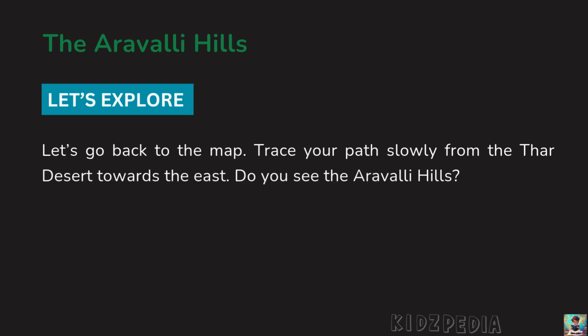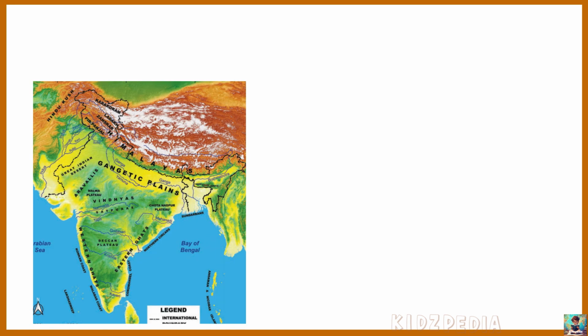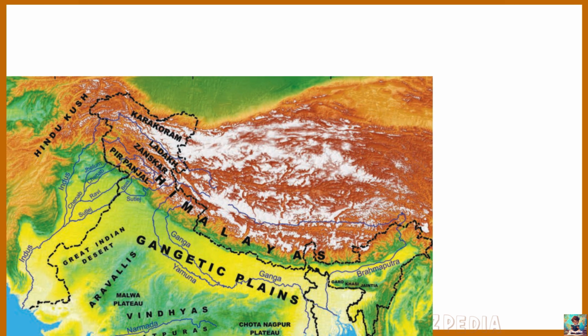The Aravalli Hills. Let's go back to the map. Trace your path slowly from the Thar Desert towards the east. Do you see the Aravalli Hills? So now let's go back to the map again. From the Thar Desert, slowly start moving towards the east. Here you will notice a range of hills called the Aravalli Hills. These are one of the oldest hill ranges in India. They run across parts of Rajasthan and nearby areas.